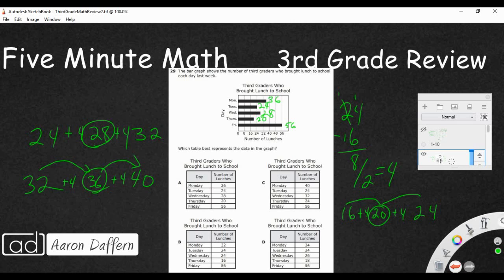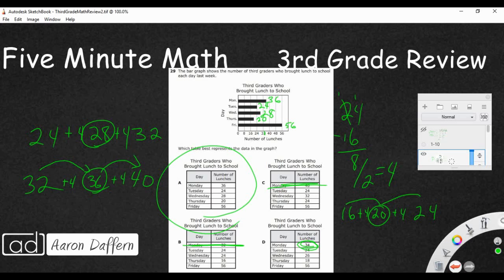I'm looking for 36, 24, 28, 20, and 56. And guess what? My answer is A. The other ones are pretty simply wrong. Look at Monday. It does not go to 40 because this 40 line is right here. Monday does not go to 32 because the 32 line is right here. And Monday, you might say 34, because look, 34 is in between 32 and 40. It's not exactly in between, but it's at least in between.